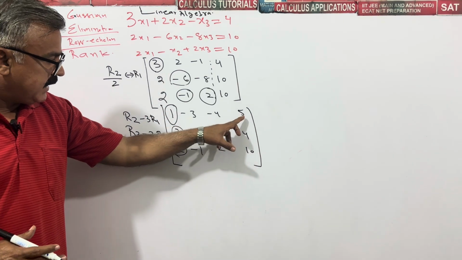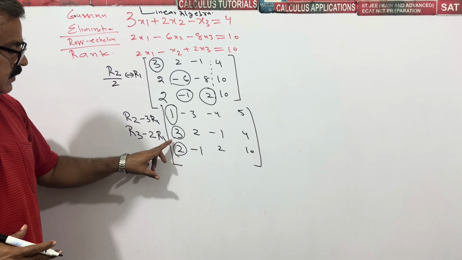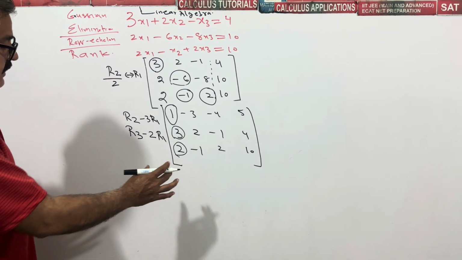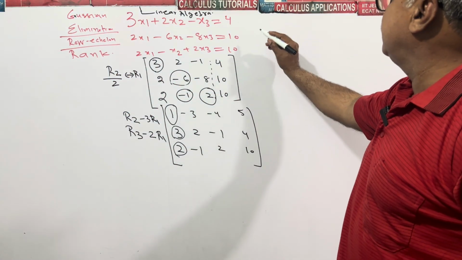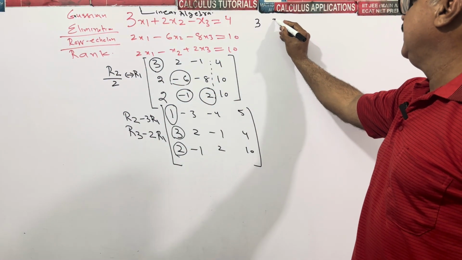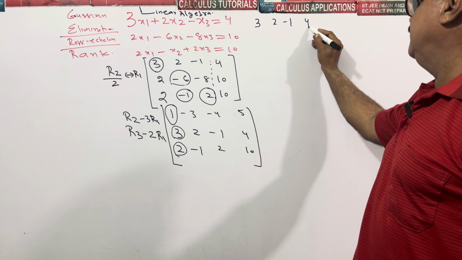Make R2 two times and subtract from R3. You are going to have 0 here, 0 here. Let's see a tiny rough work in that case. What is R3? Let me write the rough work: 3, 2, minus 1, 4.